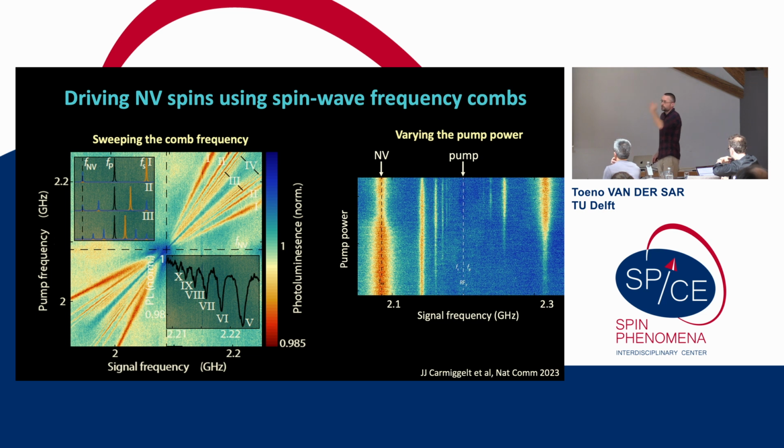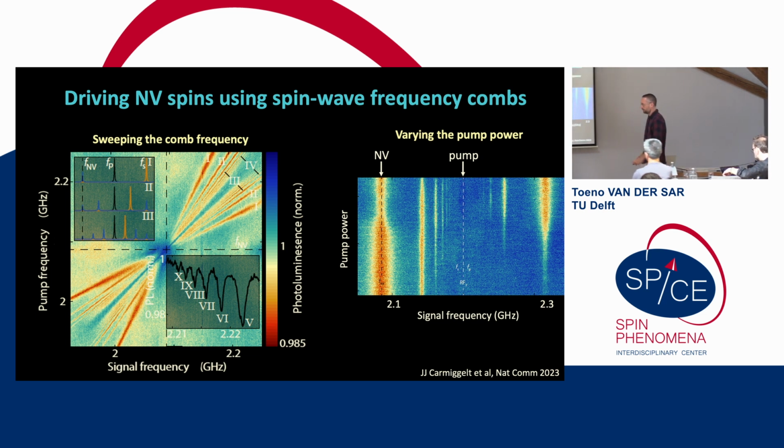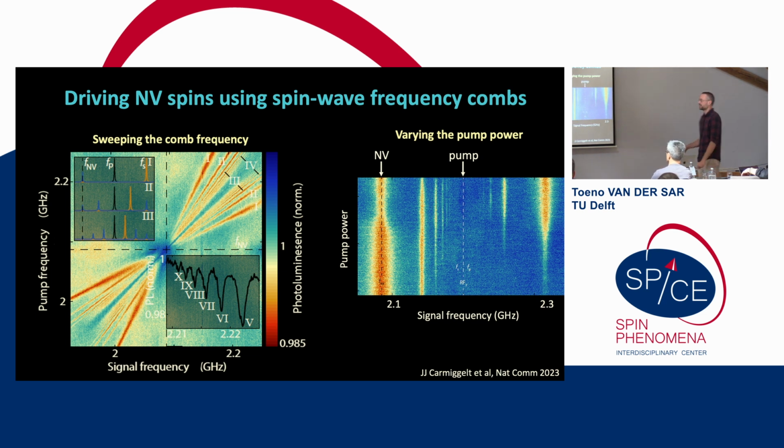Now, here I show basically the same measurement, except now we tune up the drive power a bit, and then you get higher order mixing processes. So here is a schematic. We have the NV frequency somewhere here, then a pump here, and then the signal frequency here. And you see here now the first order mixing product is resonant with the NV. In this case, the second order mixing product is resonant with the NV.